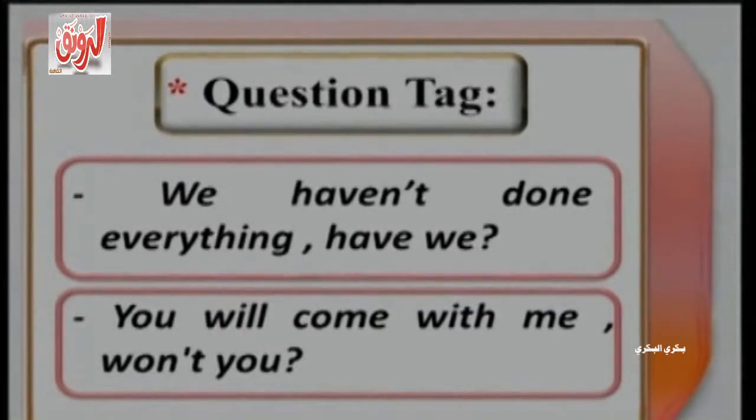the question tag. You will come with me. Won't you? You will come with me. A positive action. Then the question tag must come negative. You will come with me. Future. Won't you? You won't come with me. Will you?